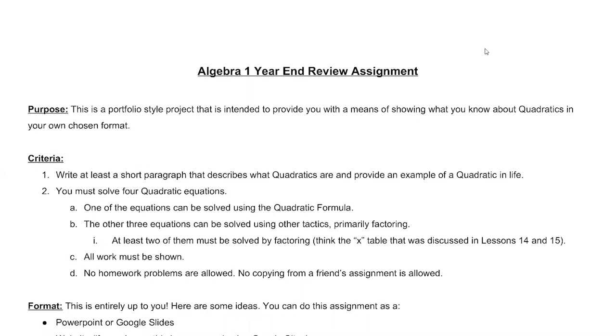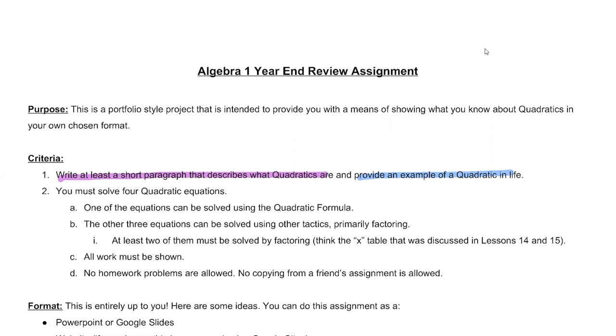You need to do a couple things for me. You need to write a short paragraph that describes what quadratics are, and then you need to provide an example of a quadratic in real life. And that can be somewhere where you see the motion of a quadratic in a building, maybe where you see a quadratic in the motion of an object. And the really big hint on this one is basically anything that goes up must come back down. Gravity, that always makes some sort of quadratic type motion.